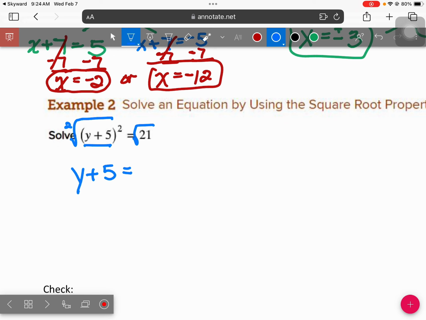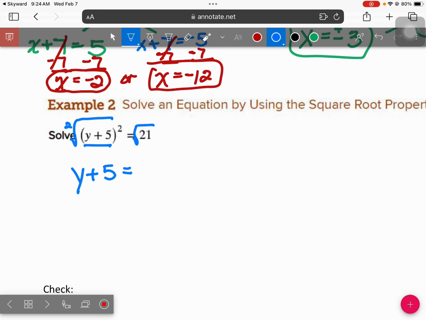equals, what is the square root of 21? Off the top of your head. Is there anything that works? 6 times 6, is that 21? 7? No. It's not 4 or 5. It's not a perfect square.